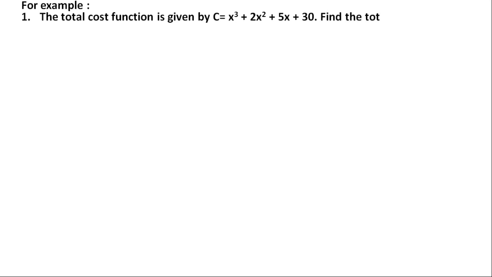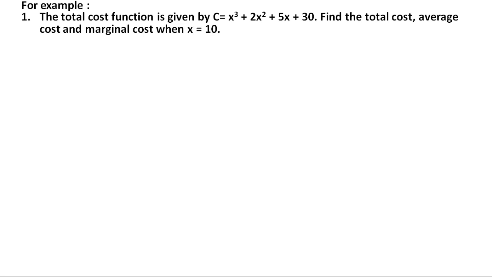the total cost function is given by C is equal to x raised to 3 plus 2x square plus 5x plus 30. Find the total cost, average cost and marginal cost when x is equal to 10. This is your question.